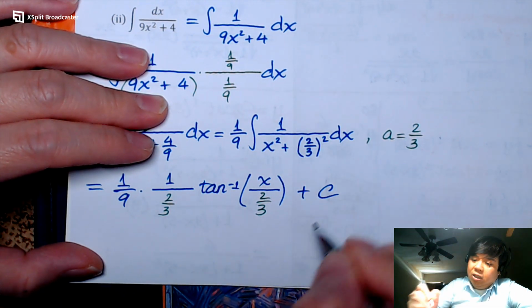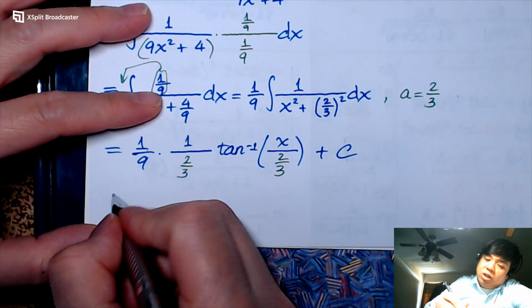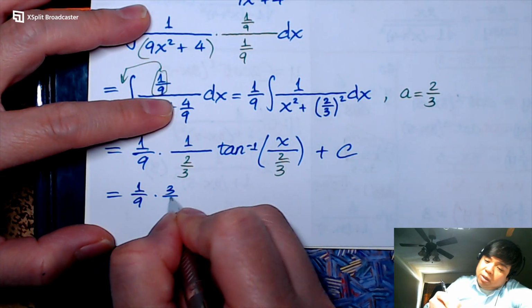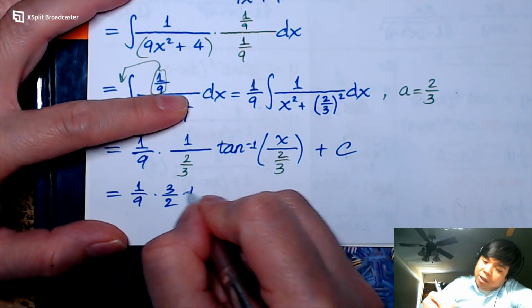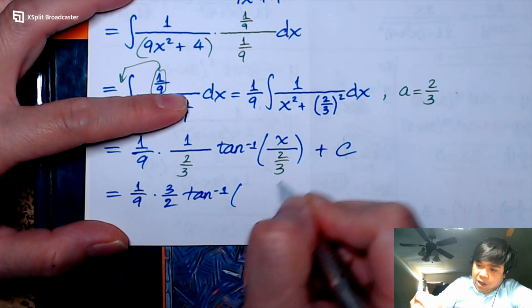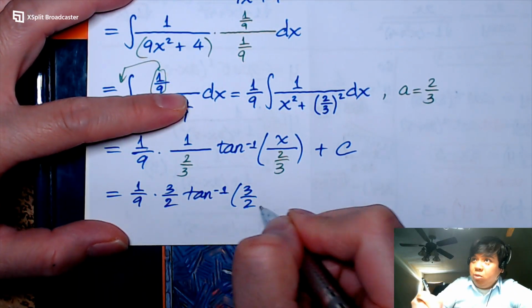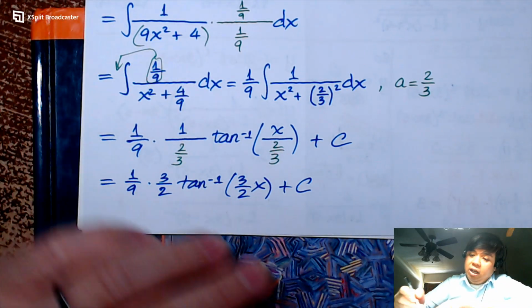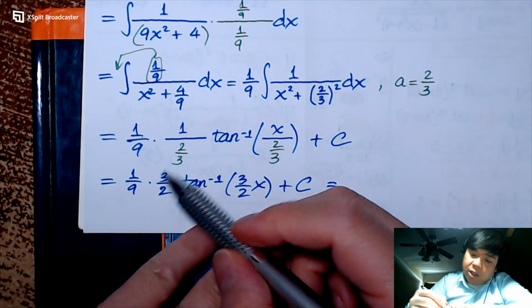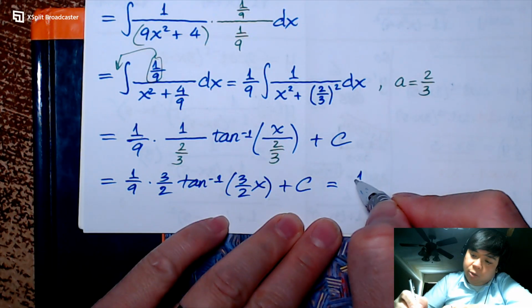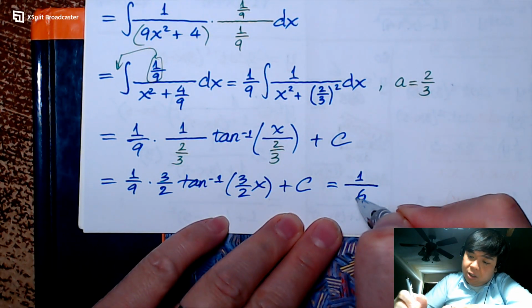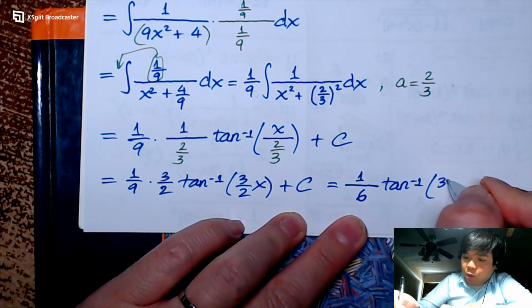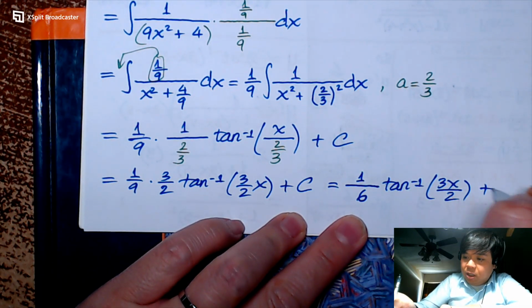Plus c, and multiply by the reciprocal. 1 over 9 times 3/2, tangent inverse. Again, divide, multiply by the reciprocal, and 3 and 9 cancel out. That will be 1 over 6 tangent inverse of 3x over 2 plus c.